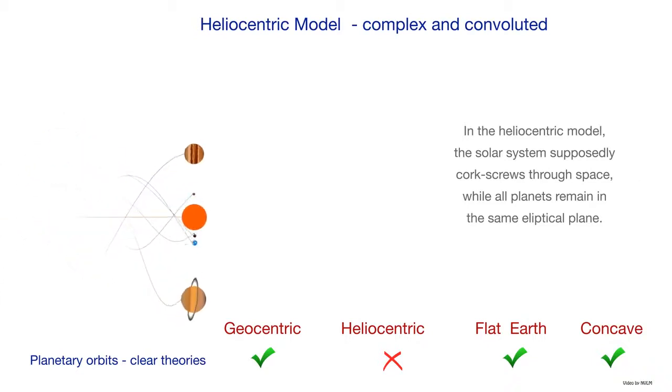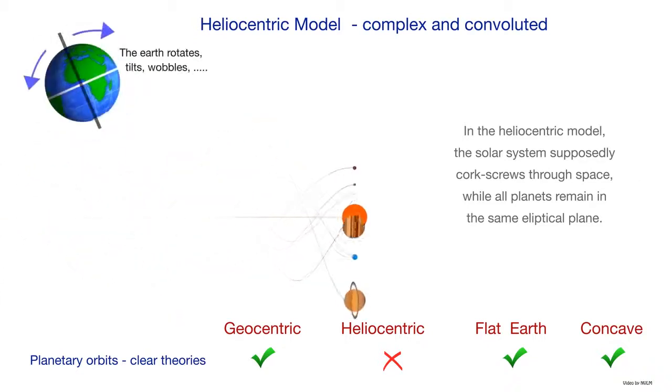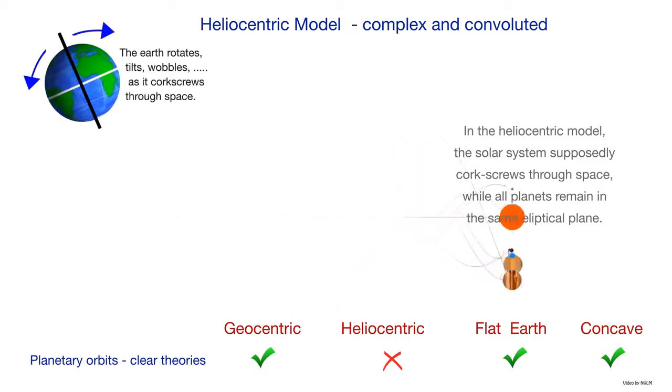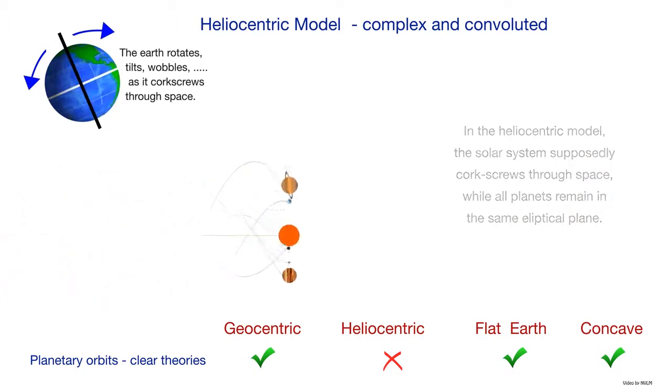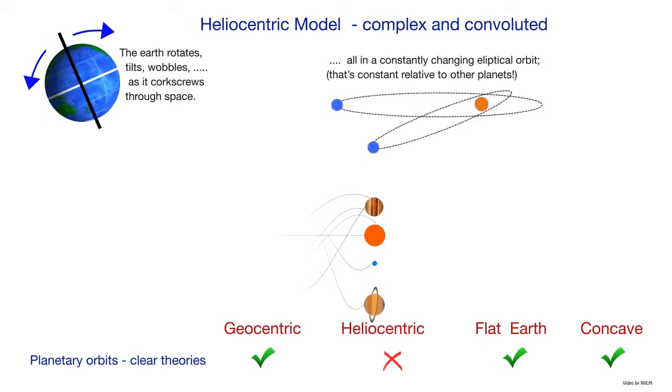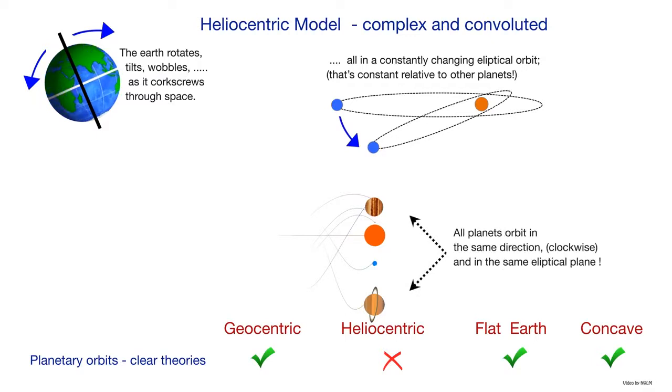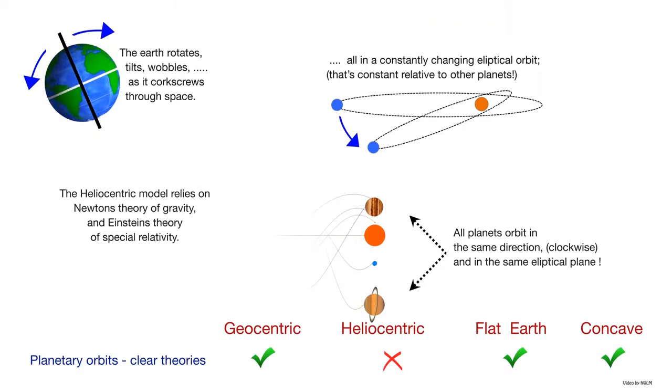For example, the heliocentric model includes the Earth tilting, wobbling every 26,000 years, and the Earth's solar system moving like a corkscrew in space, as well as the Earth having a constantly changing elliptical orbit while remaining stable relative to the other planets that are in the same elliptical plane. To help explain all this, Newton's theory of gravity and Einstein's theory of special relativity are needed.